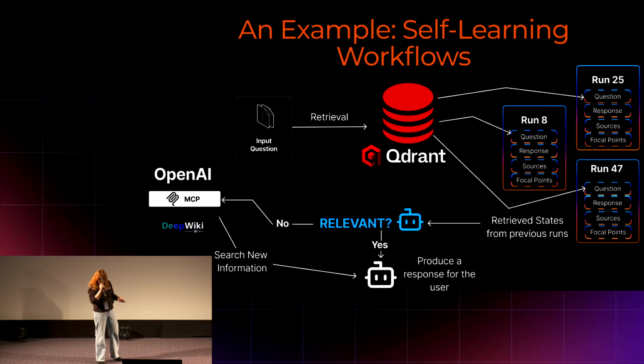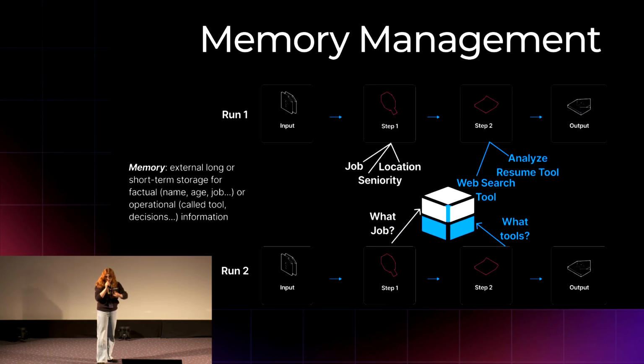Or if the state is not relevant enough, or you don't have any state because it's the first run, you first go to your MCP, OpenAI, whatever, we connect it with DeepWiki, and you search. You embed the question in the vector store, you upload the state as a payload to the question, and in the next run, that state will be available to your workflow. Sorry, too many W's and V's. So this is the first use case, state management.